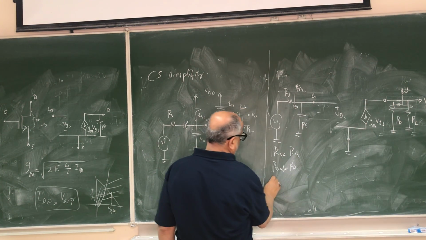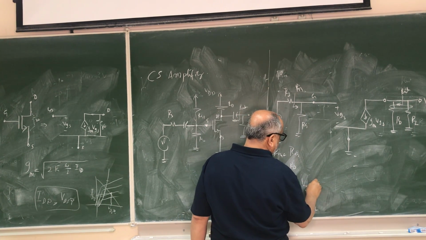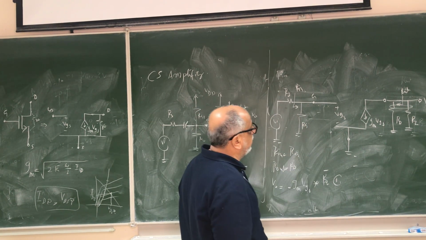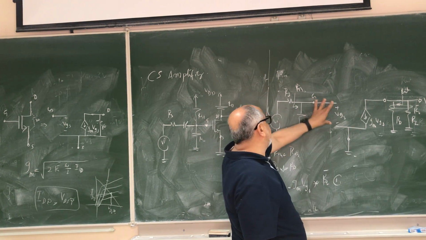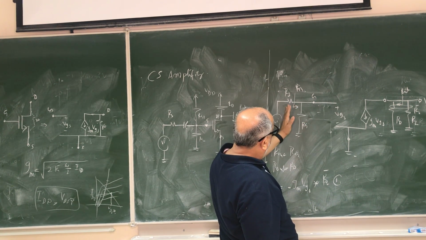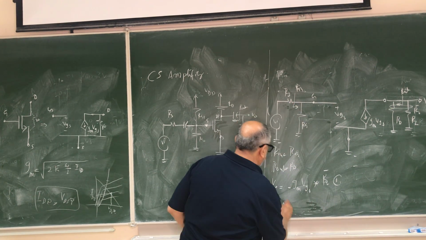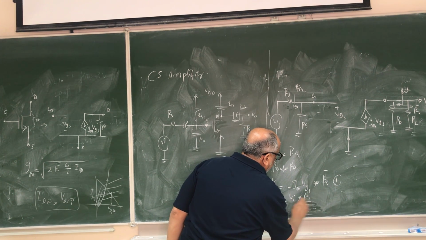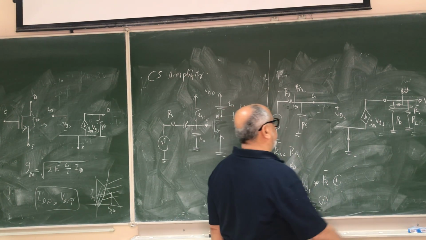V out is equal to minus GM VGS times RL dash. So this is equation number 1, which is the same as the previous one. I call this RL dash. Now what is VGS? It is not VI anymore because we now have RS here. So VGS we can find using the voltage divider. VGS is equal to VI times RG over RS plus RG. And that will be our equation number 2.